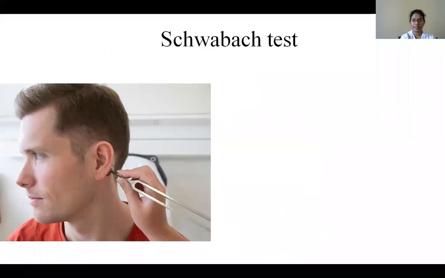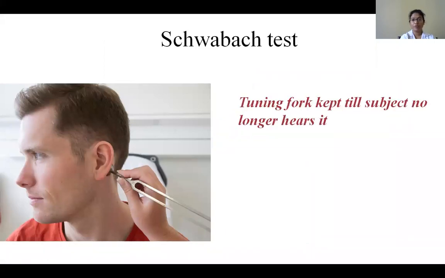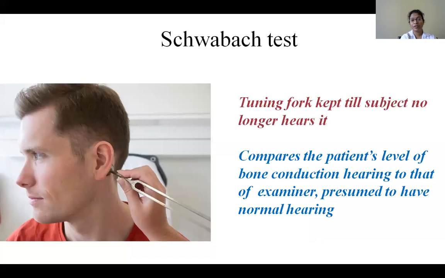Now coming to Schwabach's test. In Schwabach's test, we measure only bone conduction. So what we do is we keep the vibrating tuning fork over the mastoid process till the point when the subject no longer hears it. And the moment he says he is no longer hearing the sound, you take that tuning fork and keep it on your mastoid process, assuming that we have normal hearing. So the bone conduction of the patient is compared with that of the examiner, presuming that the examiner has got normal hearing.